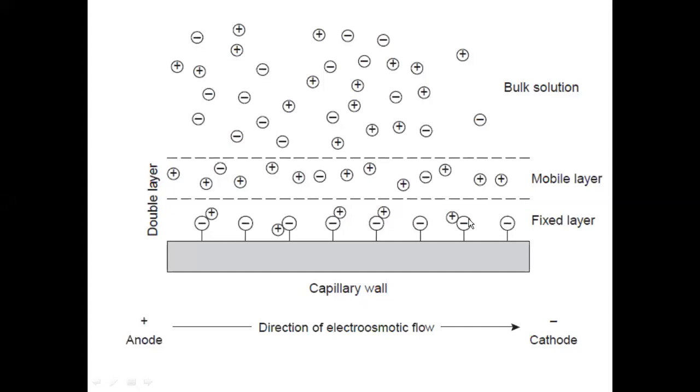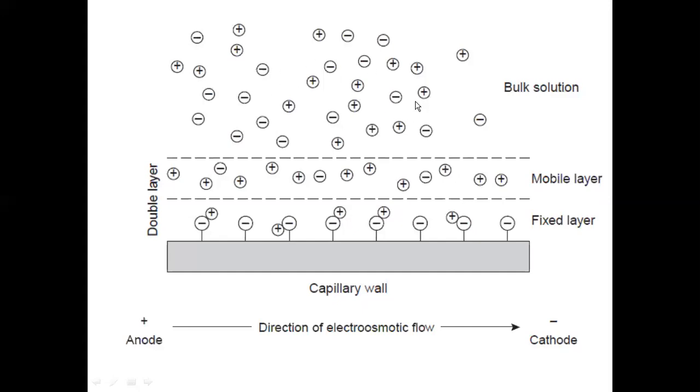And this layer is also called the inner layer. Next to this inner layer, or above this inner layer, all other cations along with the anions of the buffer are present. Some of the cations are present in the mobile layer, which is also called the outer layer. In combination, this mobile layer and the fixed layer are called the double layer.